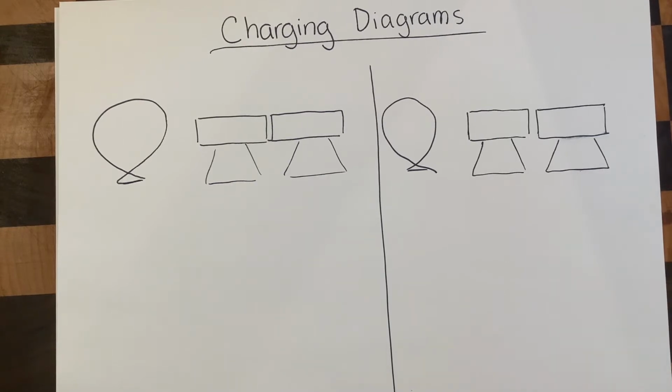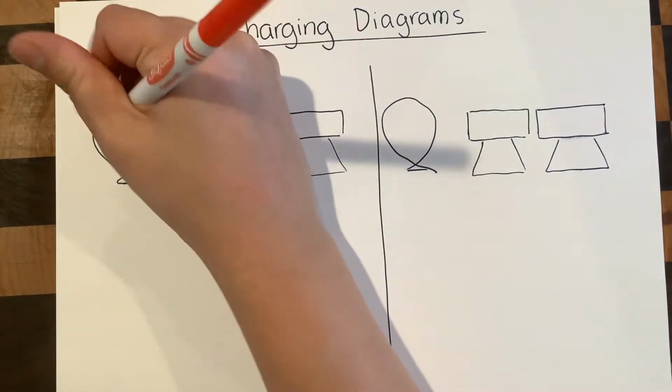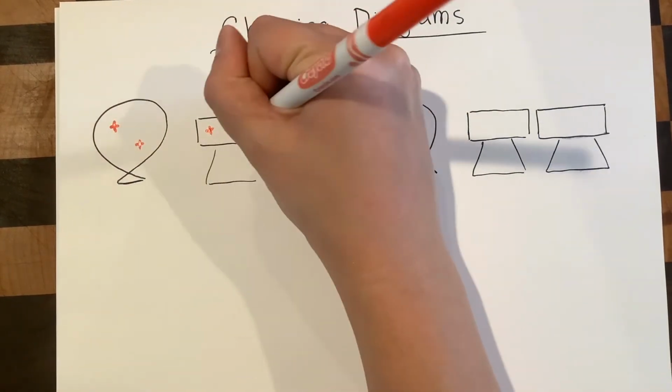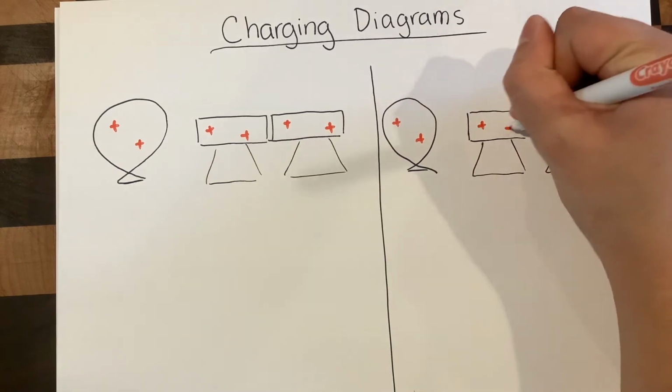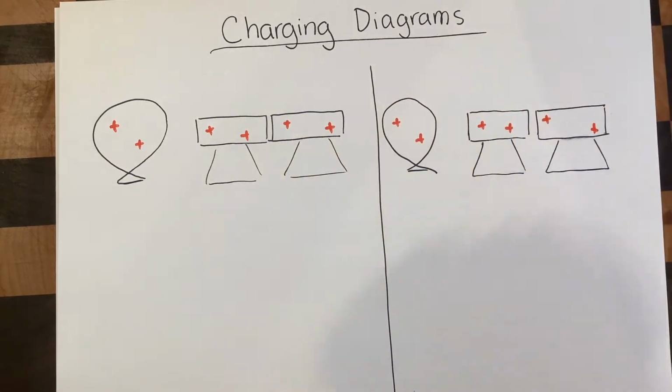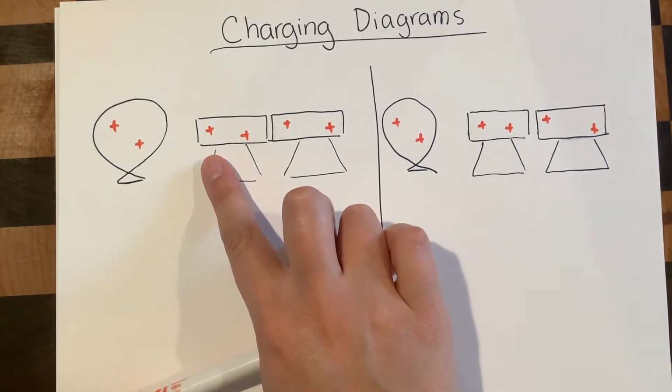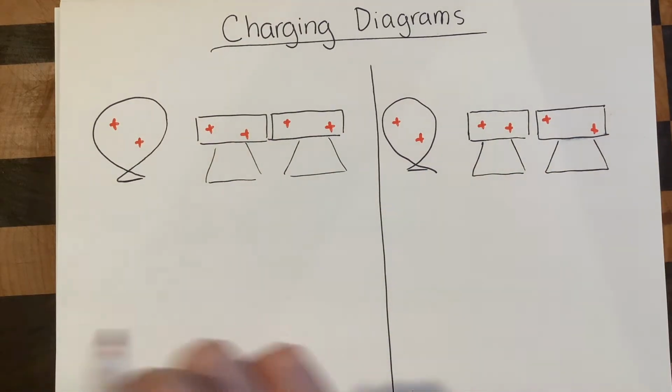In these, we want to show four things. We want to show that protons don't move. So we're going to start off with drawing some protons. All materials are made of protons, neutrons, and electrons. So I'm drawing some protons, and I'm drawing them in roughly the same place in the before picture and the after picture. Let's draw some electrons.